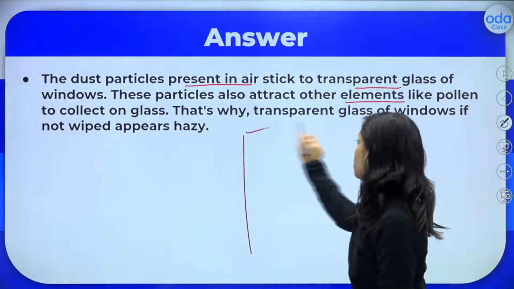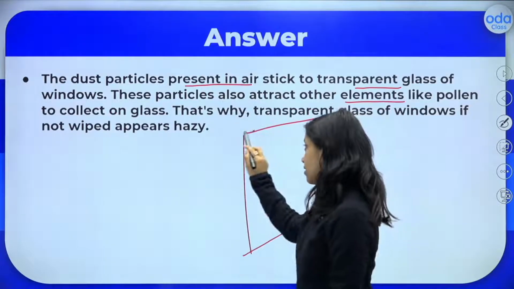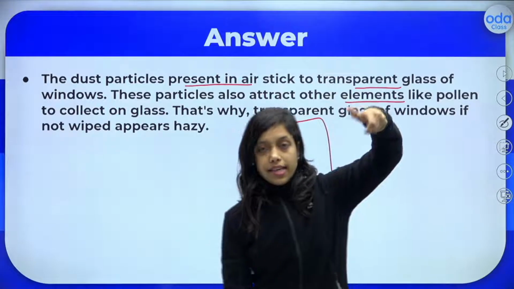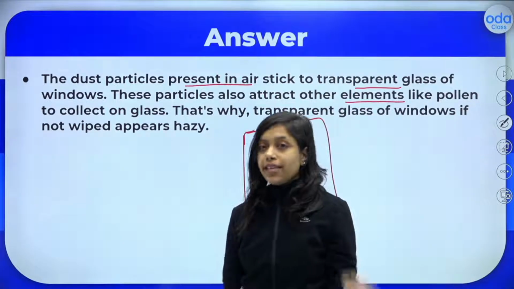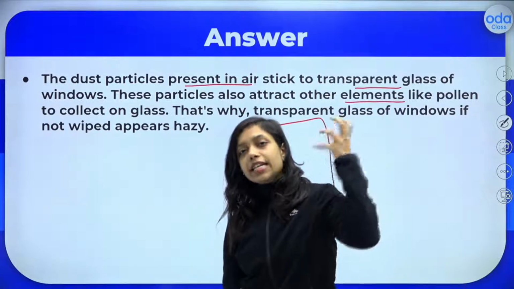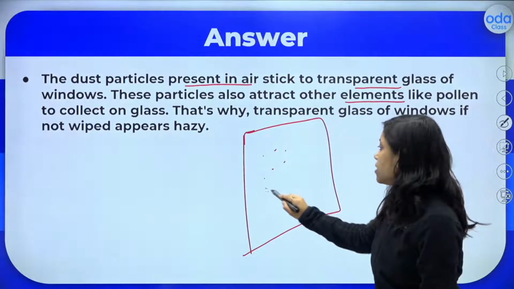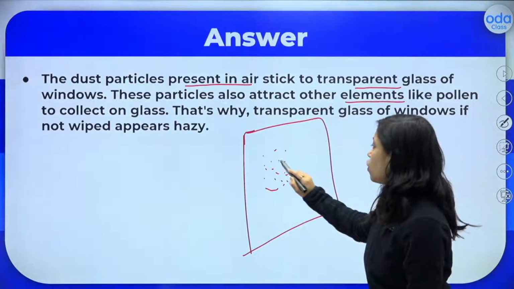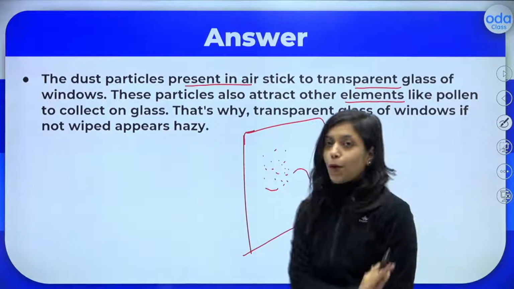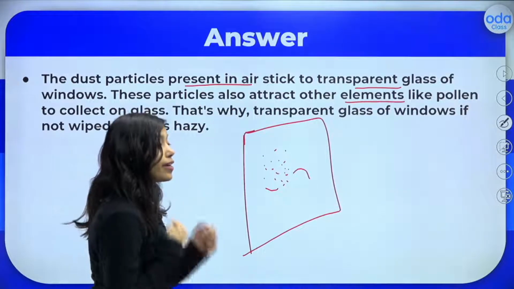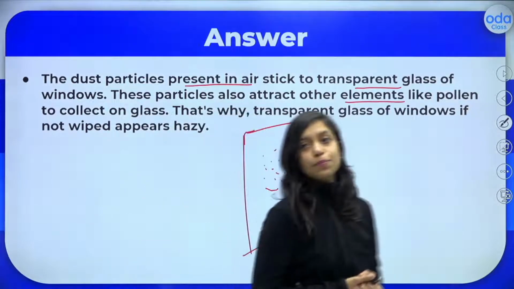So this is the window. As I told, in air there are dust particles which cannot be seen by our naked eyes. Like in a dark room, it cannot be seen. But when there is light, what happens? It will reflect and we can see the dust particles. That dust will accumulate on the window, and if it is not wiped properly, it becomes hazy. Yes, is it clear? Okay, now it's time to do some experiments.